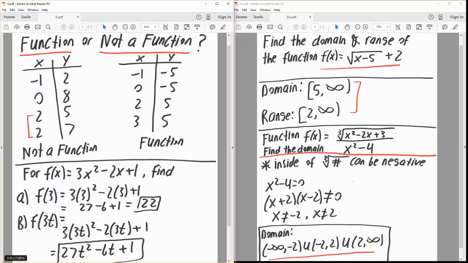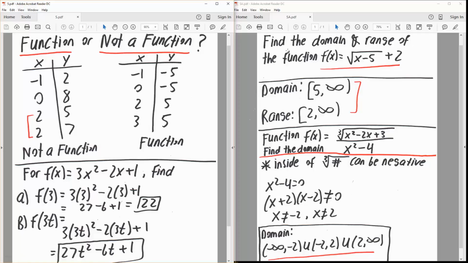Next, we have f parentheses 3t. So exact same thing that we did here for part A, but instead we plug in 3t for x. So 3 times parentheses 3t squared minus 2 times 3t plus 1. 3t squared is 9t squared. 9t squared times 3 is 27t squared. -2 times 3t is -6t plus 1. So this is the answer for part B.